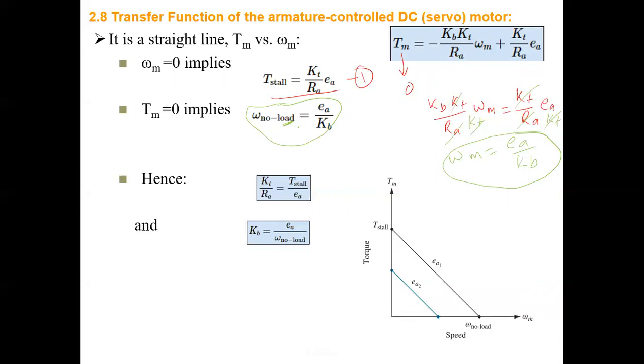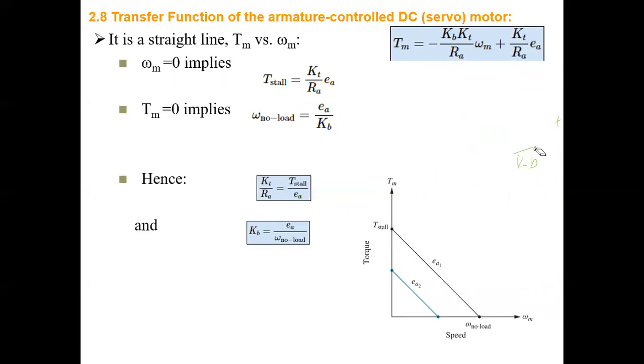Now, what does your dynamometer give you? No load. This is how it calculates. I'm just trying to show you how it calculates all those things. So this is how it calculates the T_stall and omega no load. Then once you know these two from your dynamometer, right, can you figure out K_T and K_B?